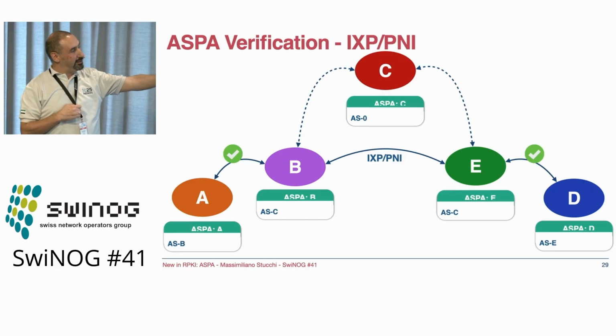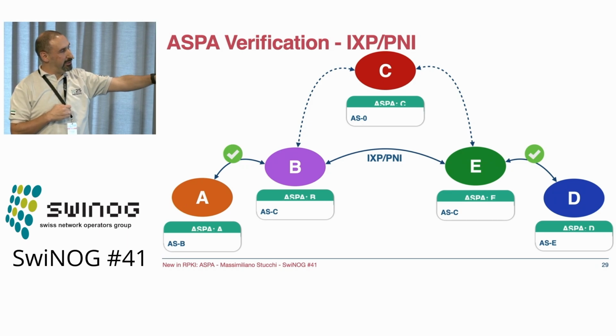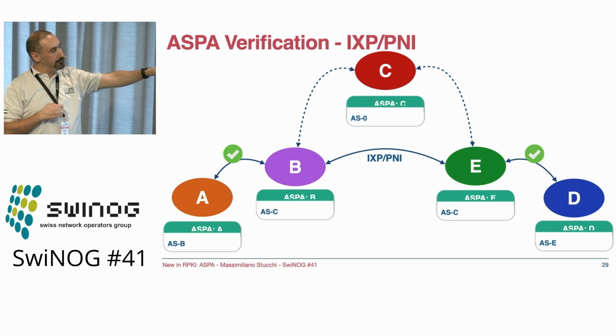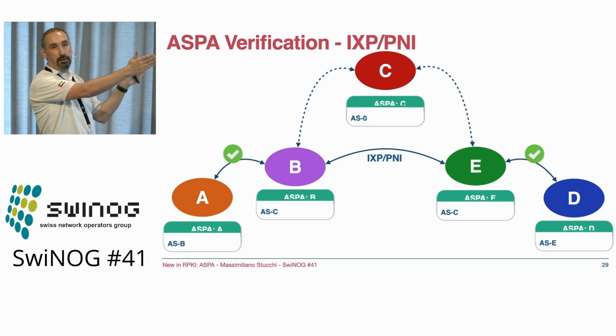When I do the validation for the up ramp, I do A to B, and that's fine because A lists B as an upstream. B to E breaks, because B doesn't list E as an upstream. That's fine. So we have found our up ramp.